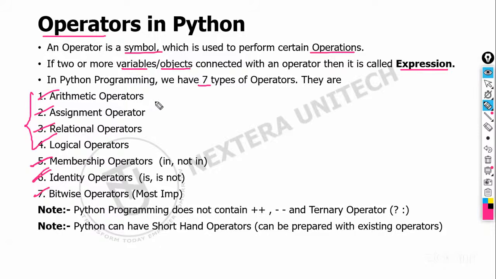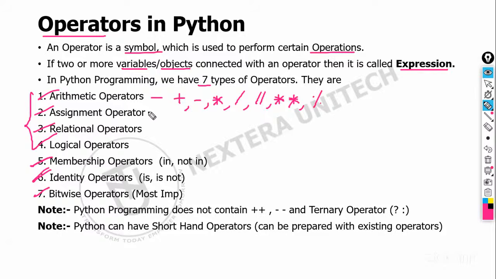What is the purpose of using arithmetic operators? They help us to perform basic arithmetic calculations. Arithmetic operations can be performed using arithmetic operators. We have addition, subtraction, multiplication, division, floor division, followed by power, and we also have modulus. We have discussed all these operators in the last sessions.